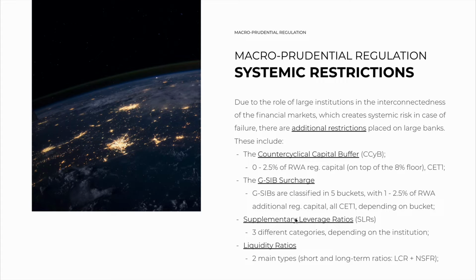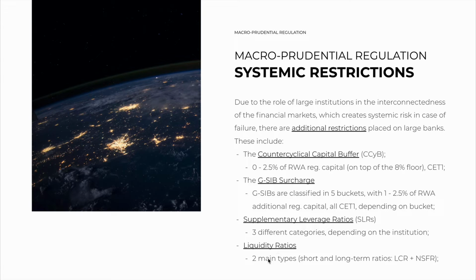Then we have supplementary leverage ratios, or SLRs. These are additional ratios in specific of assets to equity. There are 3 different ratios which we'll cover depending on the institution size and importance. And finally, we have liquidity ratios. These are ratios that divide a bank's liquid assets or funding by their liquidity needs. As the name says, they tell you how liquid the bank is.